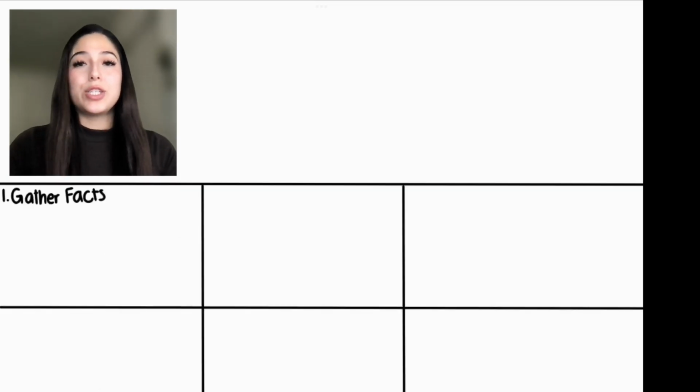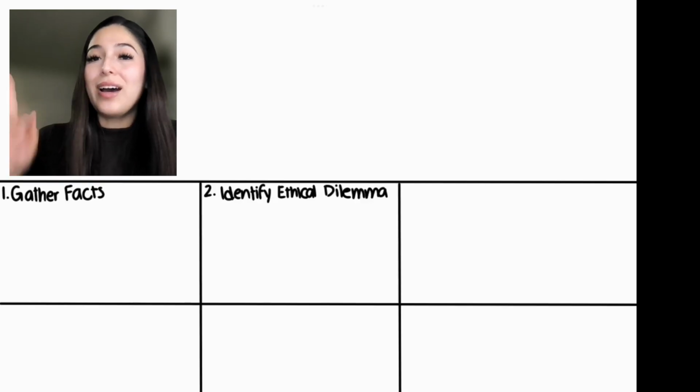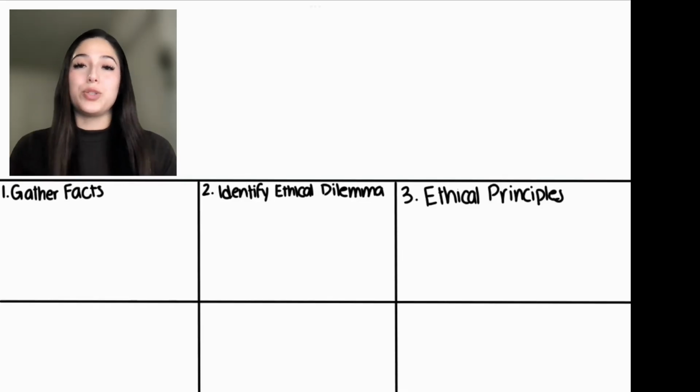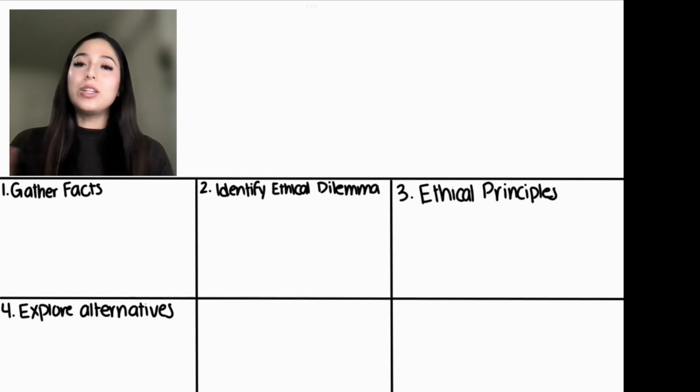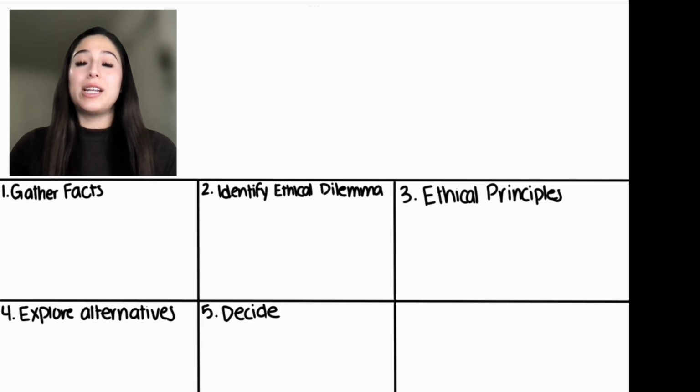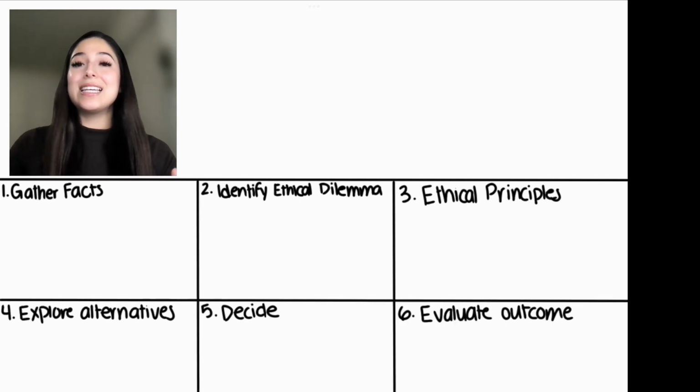The first is to get the story straight and gather all of the facts of the situation. Number 2, identify the ethical problem. Number 3, use ethics and principles to analyze the situation. 4, explore the alternatives to solve the situation. 5, choose one of the alternatives and take an action. And lastly, the sixth step is to evaluate the outcome that comes from the situation and learn from it.